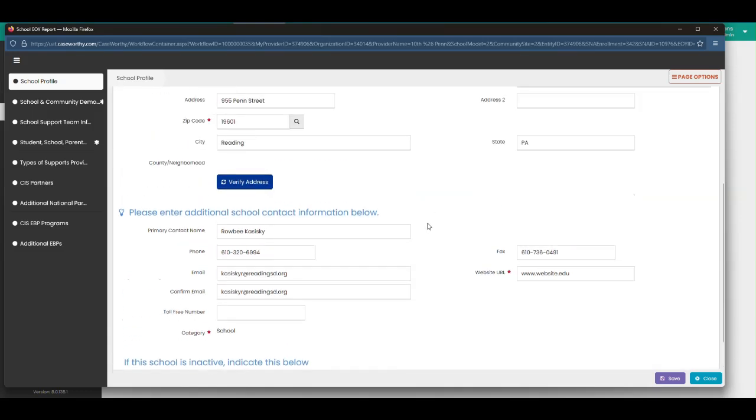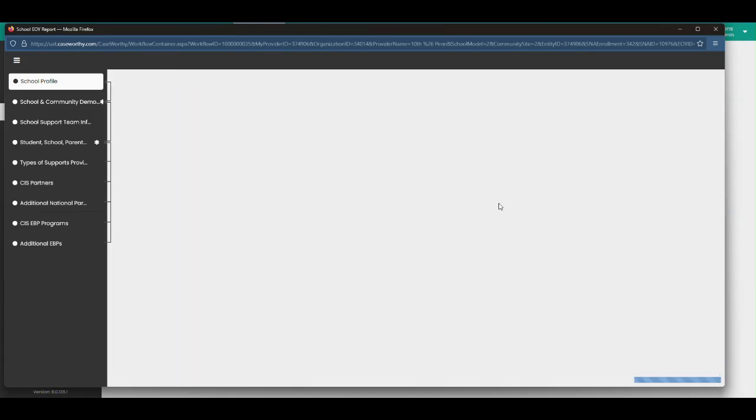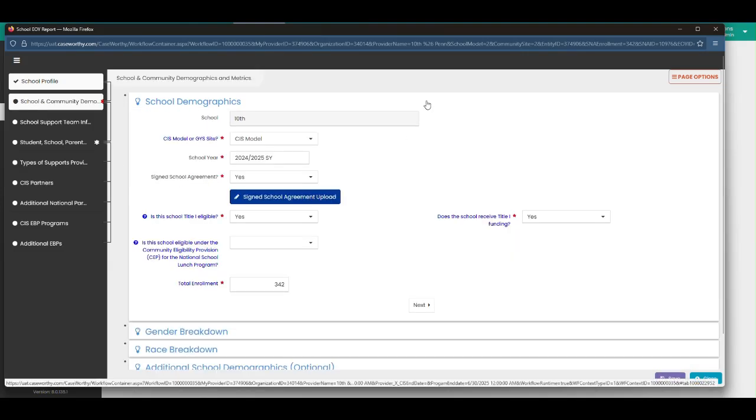So this is just confirming data that's already been entered into the system for the most part. The website URL is the only thing that has been added into this form that might not have been entered at the beginning of the school year. We'll click Save to move to the next section. So these are your school and community demographics. They're pulled, again, from the needs assessment, so data we've already entered in the system. So you're just verifying everything.